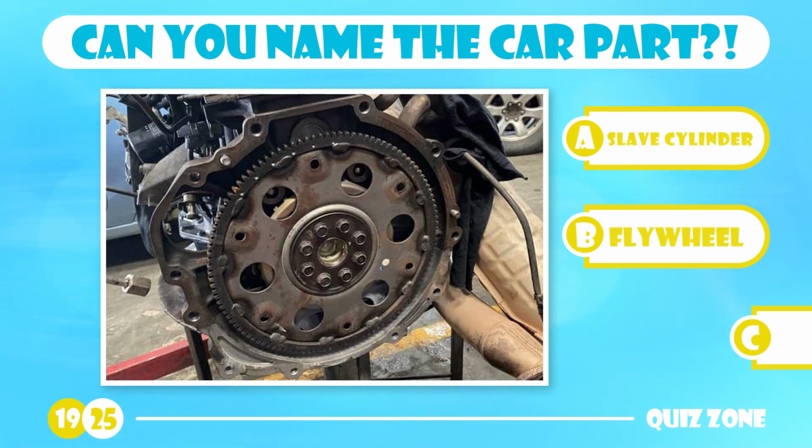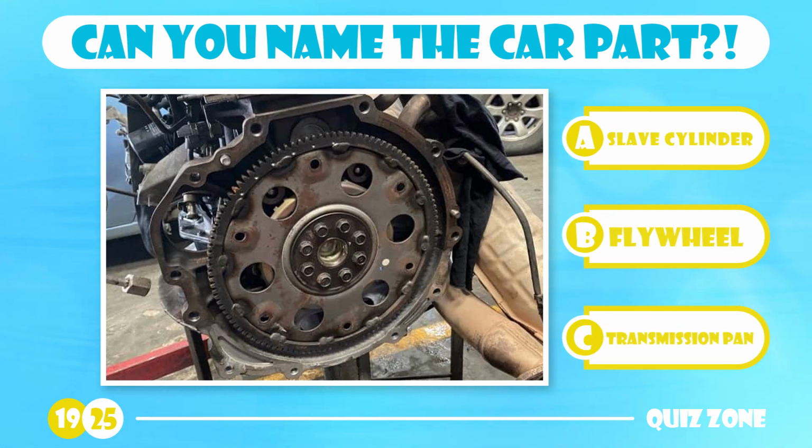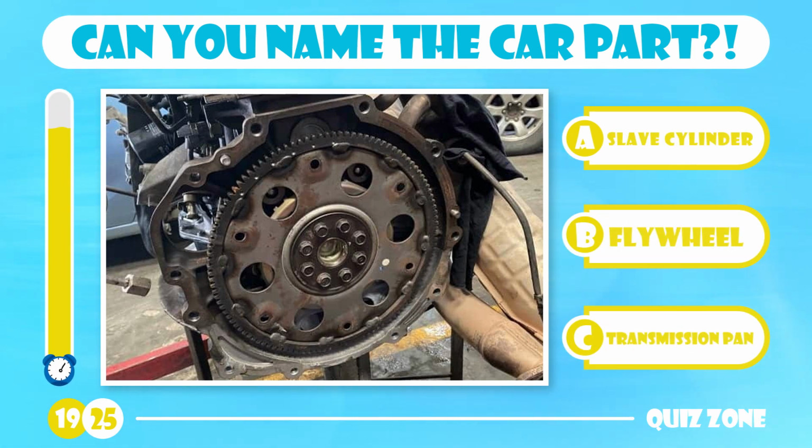Moving on, if this car part is familiar, what's it called? Slave cylinder, flywheel, or transmission pan? The flywheel is a heavy disc connected to the crankshaft at the back of the engine. Its mass keeps the car's engine rotating between ignition strokes. It also provides the clutch something to latch onto, thus helping to deliver power through the transmission.